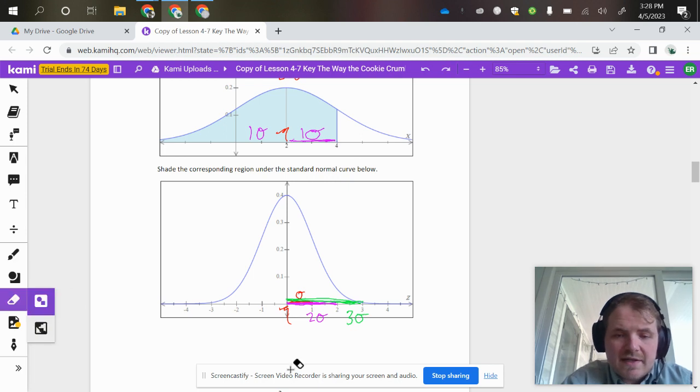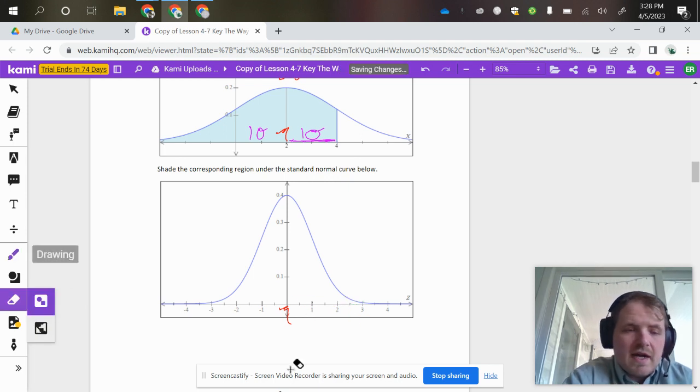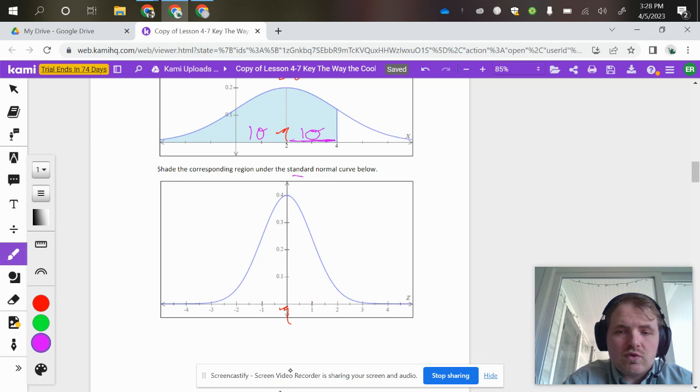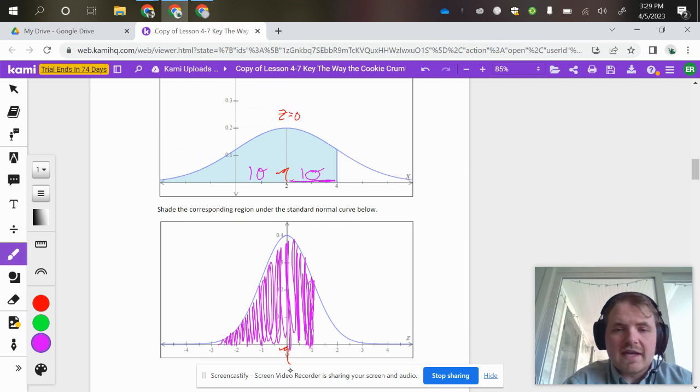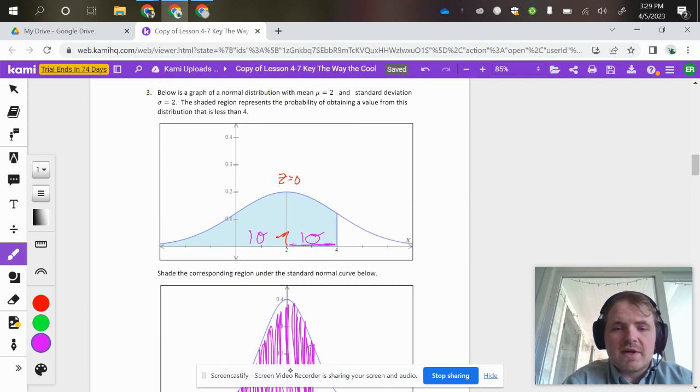If I erase this stuff down here, it might be a little bit cluttered right now. When it's the standard normal curve, my mean is 0. And this would be one standard deviation to the right. Okay, one standard deviation to the right, and then I would shade everything to the left. And that is a similar representation when we've got that standard normal curve. So again, hopefully you're seeing the relationship there.